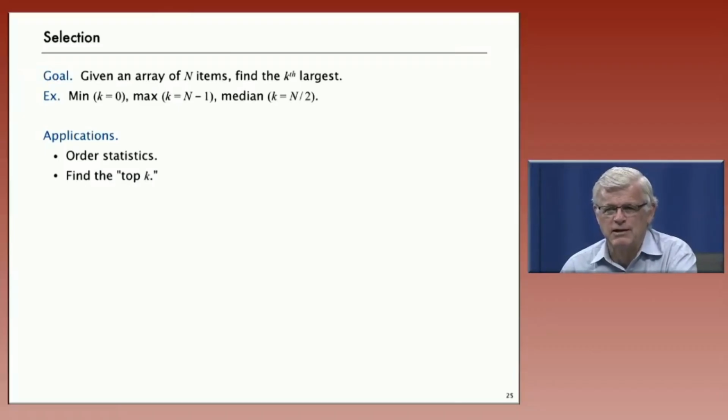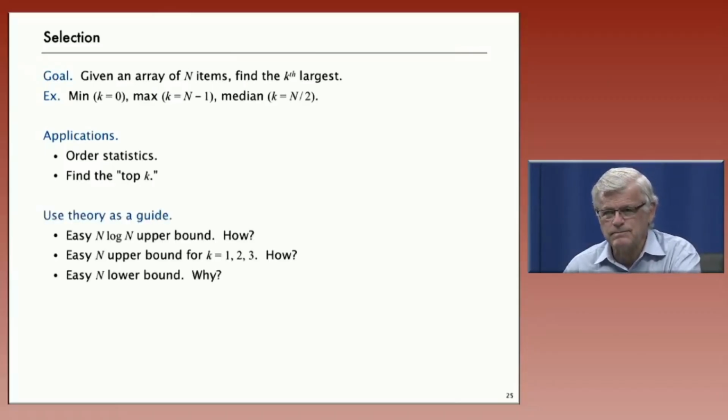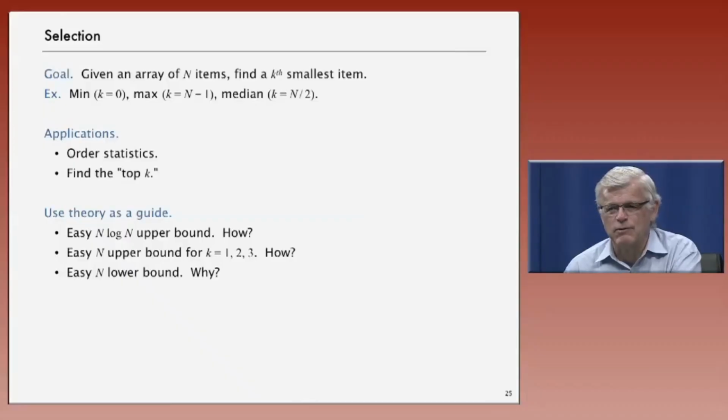And there's many kinds of applications when people processing data want to find the top k or the median or other order statistics. So that's what selection is all about. Now, here's an example where we want to use theory as a guide. What kind of efficiency might we expect in a selection algorithm? Well, first of all, it's easy to see that we can solve selection in n log n time. How would we do that? Well, we just sort the array, and then if we want to find the smallest, you look in the first position, or the largest, you look in the last position, or the median, you look in the middle.